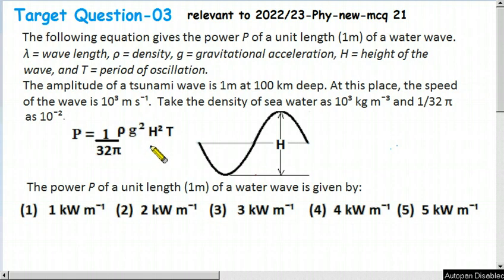But there were some other equations. We can't believe those equations because the left side doesn't match the right side in units. When I applied units, the left side and right side are not equal. So therefore I didn't take those equations. This equation can be believed because unit wise it is correct.